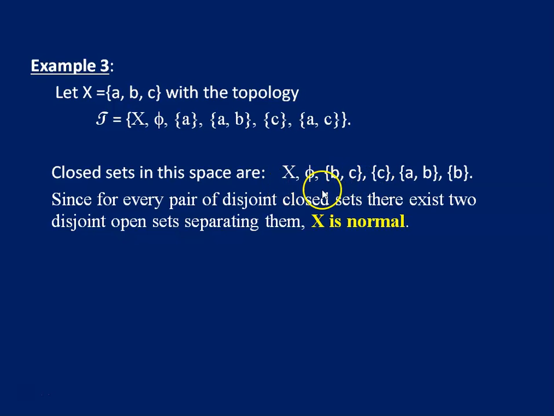And also we can see here that there is no other disjoint pair of closed sets. So here we can say that every pair of disjoint closed sets in this topological space can be separated by two disjoint open sets. So the space is normal.